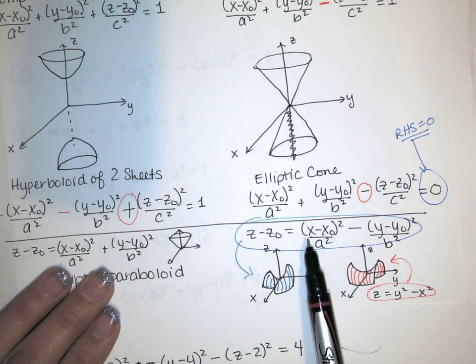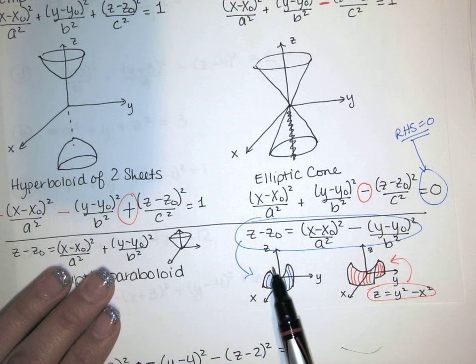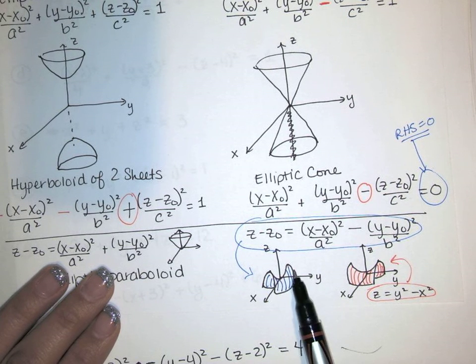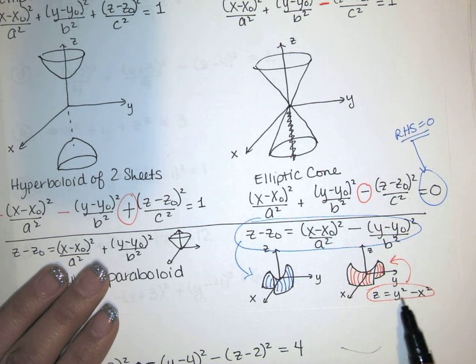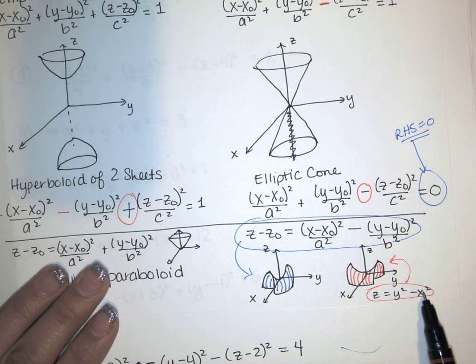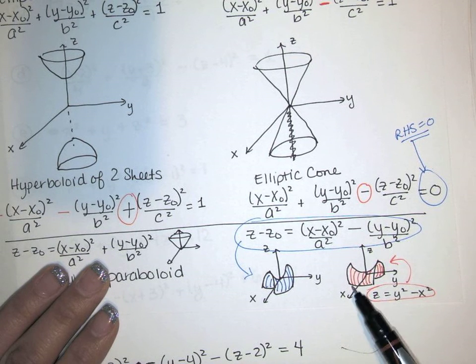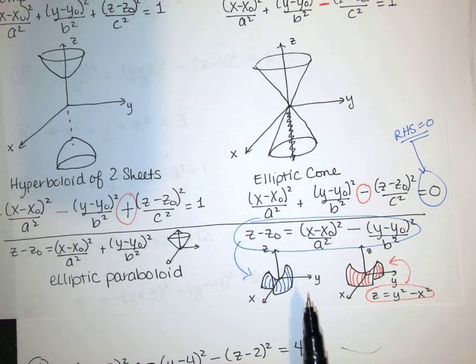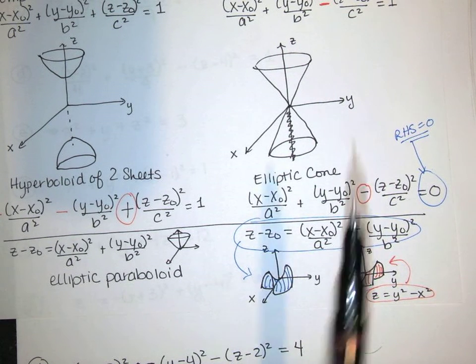So with this one, the x term is positive, so it's concave up in the x direction. And the y term is negative, so it's concave down in the y direction. So concave up here, concave down here, and we get this saddle. Or you could switch it. So the y is positive and the x is negative, then it's going to be concave up in the y direction and concave down in the x direction. I'm never going to ask you to draw these, but I may ask you to match these with a given equation. Okay, so now we've talked about all of those.